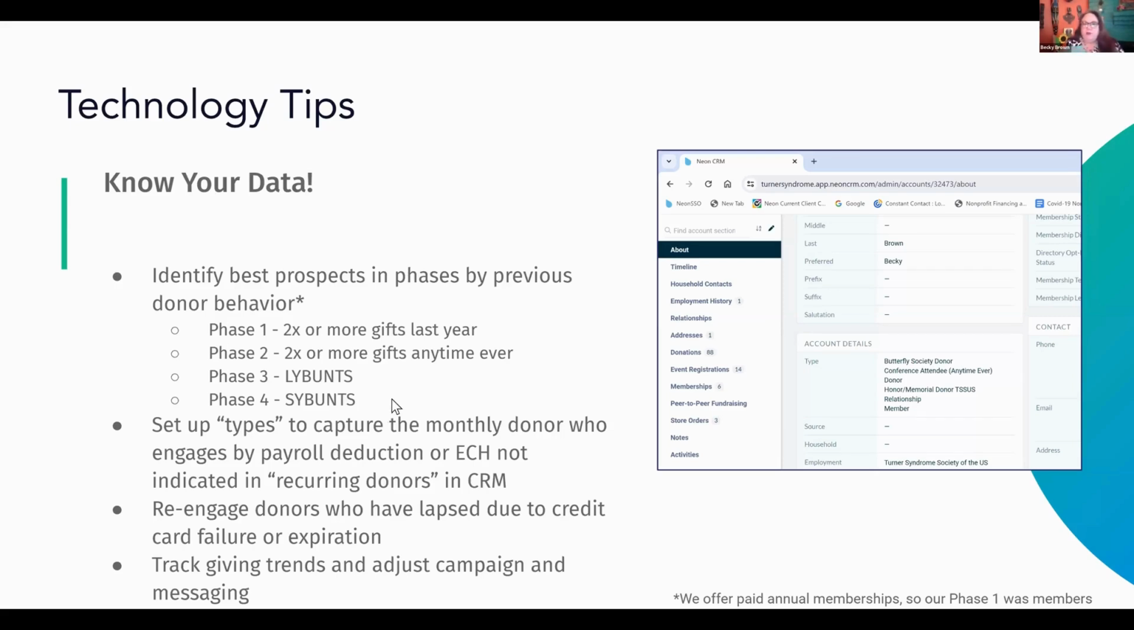So technology, I don't see how you can do this without a program like Neon, because this is your office manager, your development assistant, especially if you're a small shop and you have one person like me that's responsible for all of the development activities. So Neon becomes your assistant in that way because it's your memory. Every time you interact with a donor, you add a note, you put it in moves management, so you know where you left off with that person.